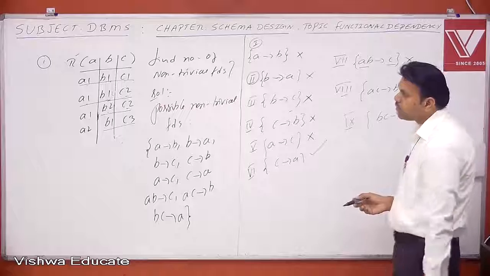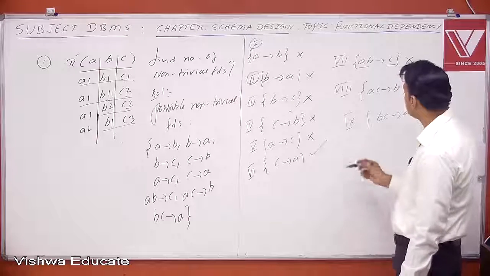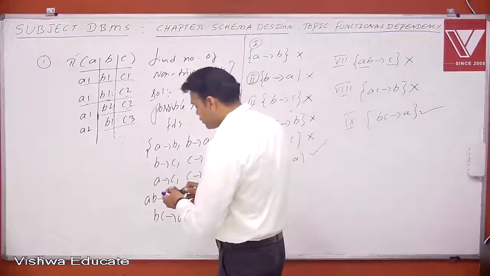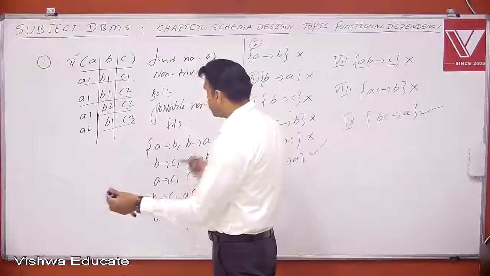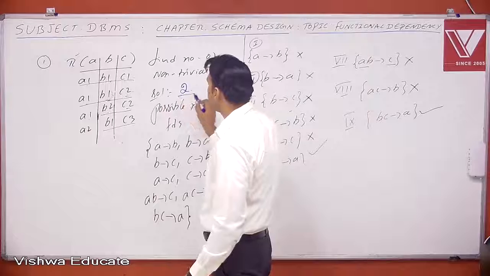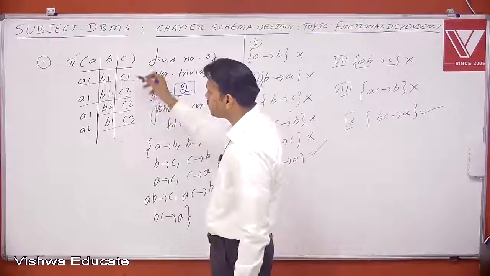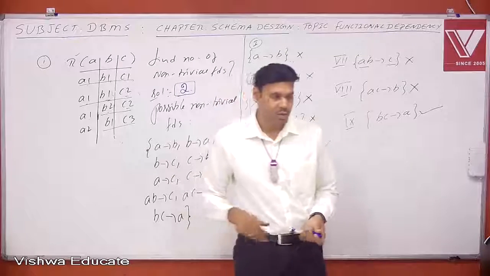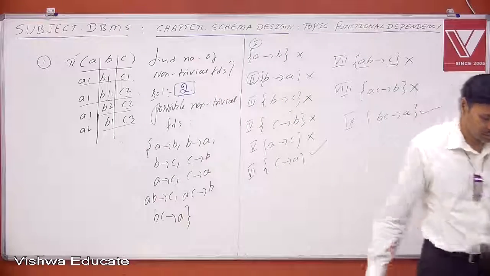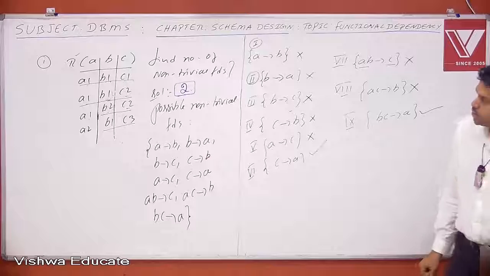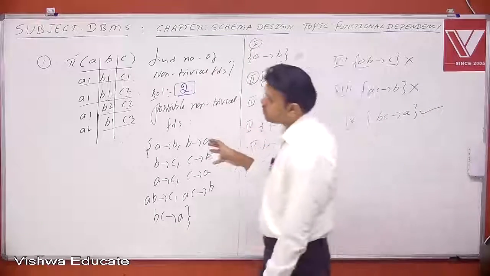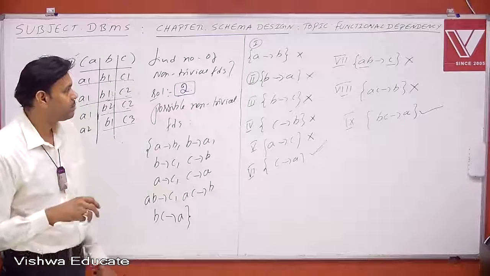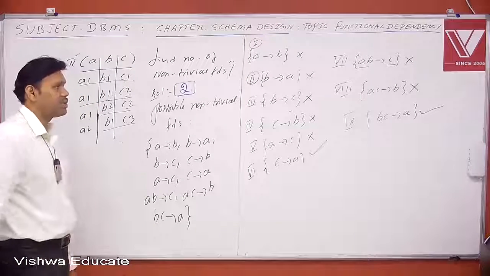So find the number of non-trivial FDs which are proved. So the answer is what? 2. Only 2 non-trivial functional dependencies are being satisfied against the given data. Okay? Copy. So this is the first question of the classroom workbook based on functional dependency.